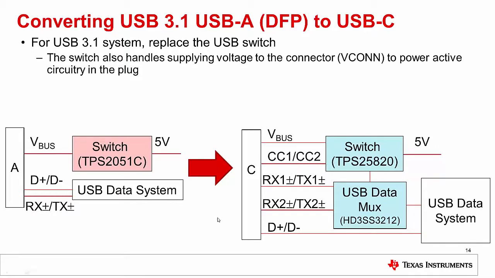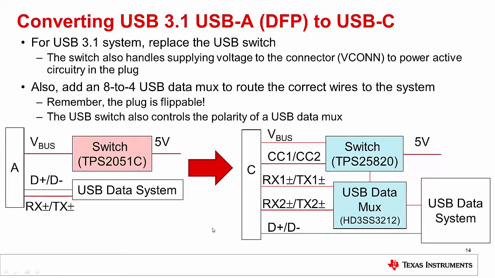But also, we need to have this mux. And this is a discrete mux which will switch in the super speed lanes in the right configuration, but it's controlled by the Type-C controller. So once the TPS25820 or Type-C controller detects the polarity of the plug, it has a signal by pulling high or low that will tell the mux which way to route the signals.